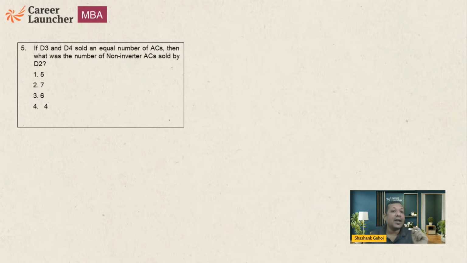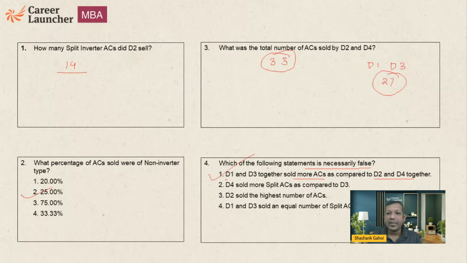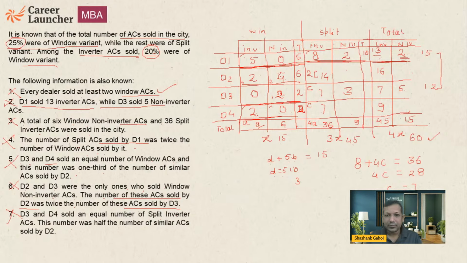If D3 and D2 sold an equal number of ACs, then what is the number of non-inverter ACs sold by D2? Okay, so this is 12. D3 and D4 should be equal, so this is also 12. This is 9, so this should be 3. This is 0, so this should be 3. Now 3 plus 3 is 6, plus 2 is 8. And this should be 1.